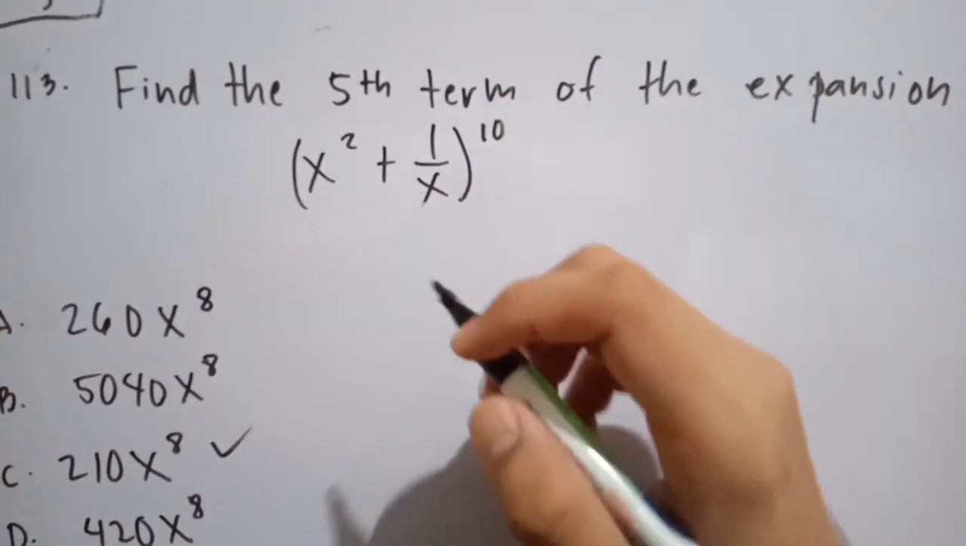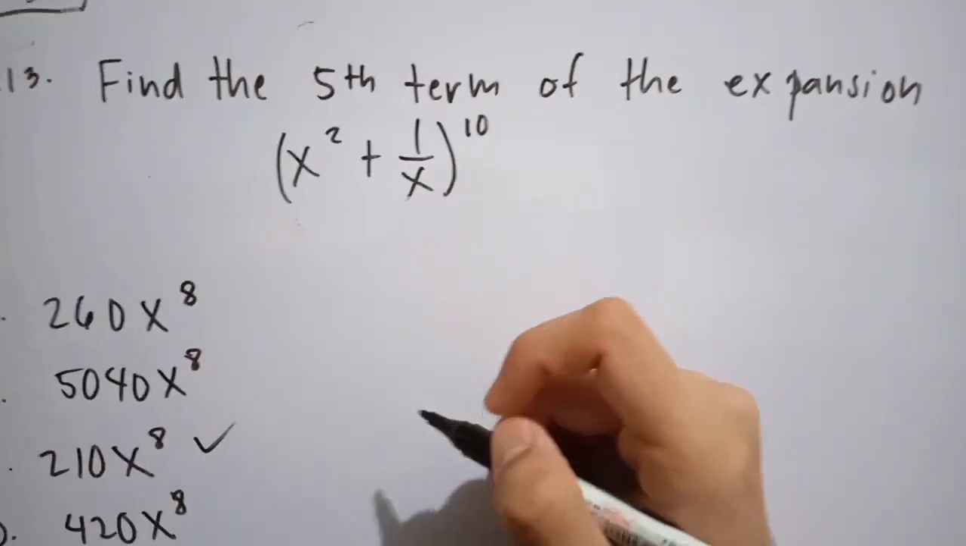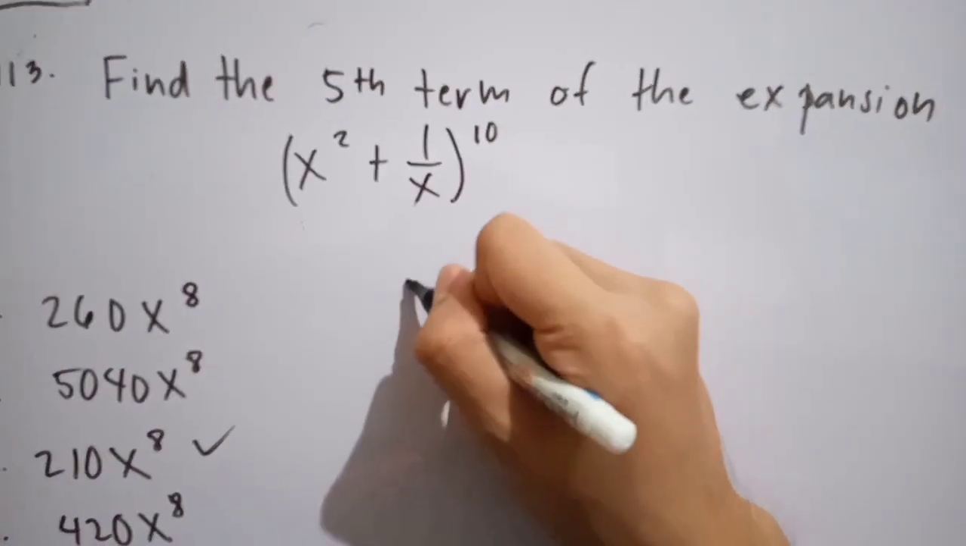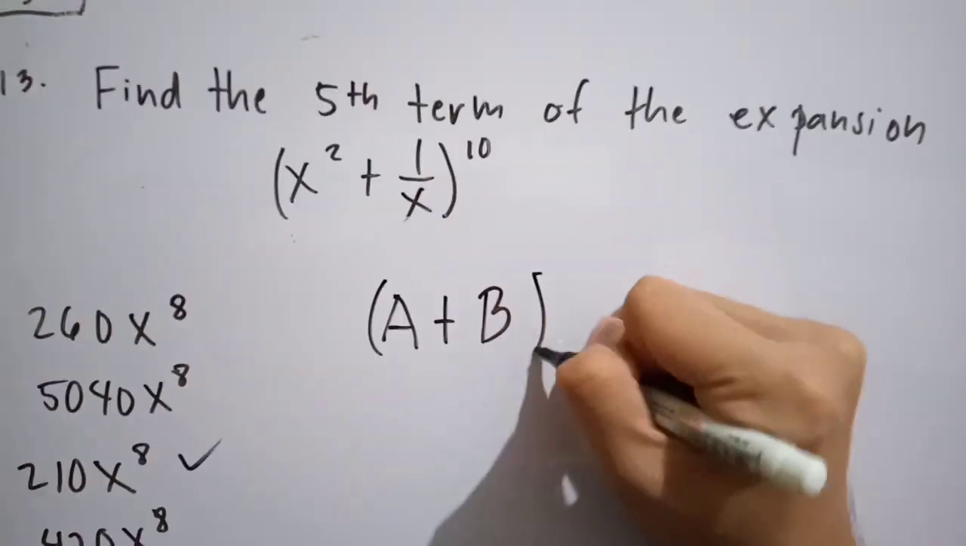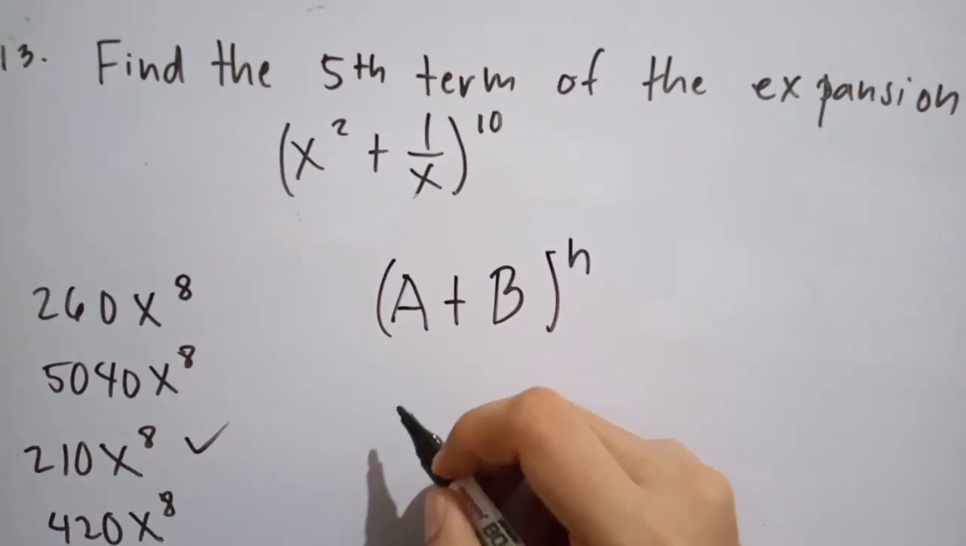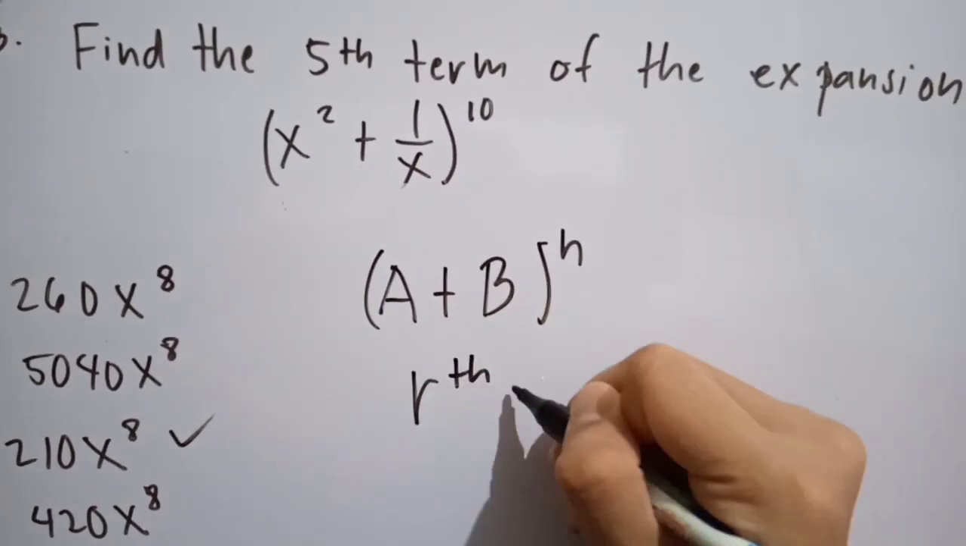In case naman na hindi mo naintindihan yung solution natin, meron naman itong formula na pwede mong sundan. So for example, yung binomial expansion natin ay a plus b raised to n. At yung term which involves, or yung rth term pala, rth term.